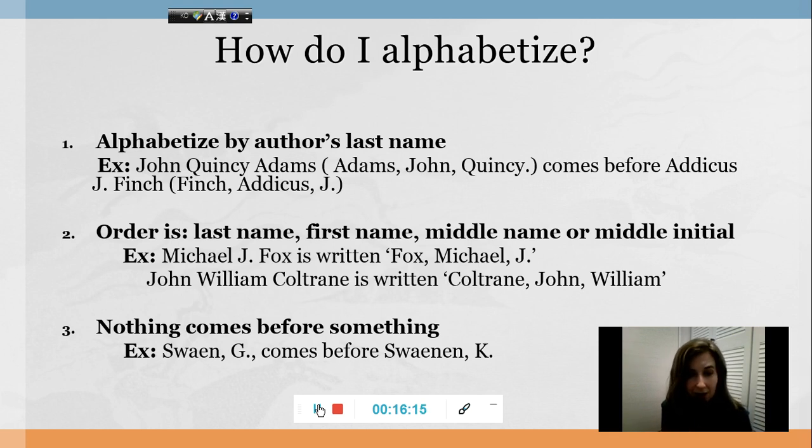Okay, so nothing comes before something. So we have Swain, G. would come before Swainen, K. So if there are fewer letters, those would come before the word with more letters.